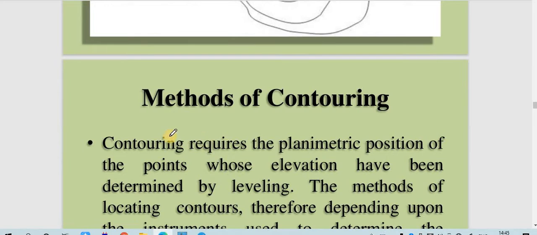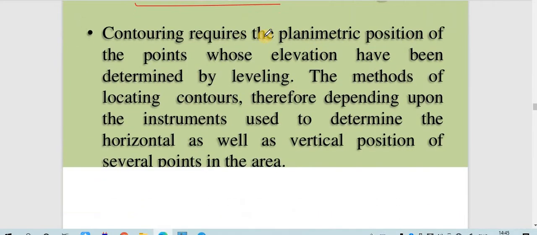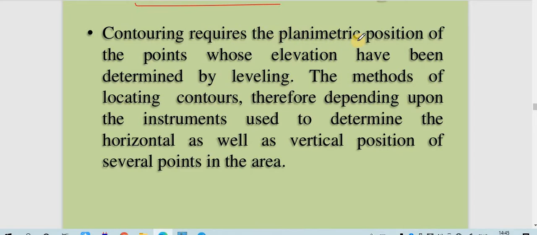Now, the methods of contouring. This is also a very important topic. Contouring requires the planimetric position of the points whose elevation has been determined by leveling.